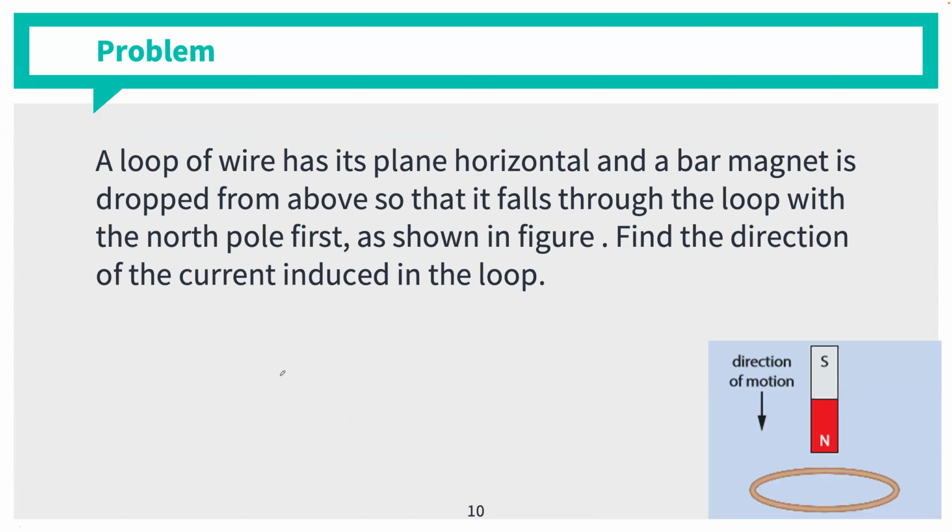Now, a loop of wire has its plane horizontal and a bar magnet is dropped from above so that it falls through the loop with the north pole first, as shown in the figure. Find the direction of the current induced in the loop.